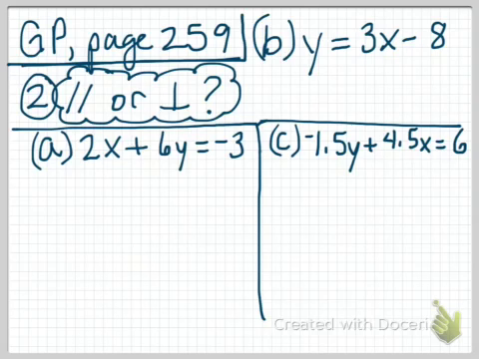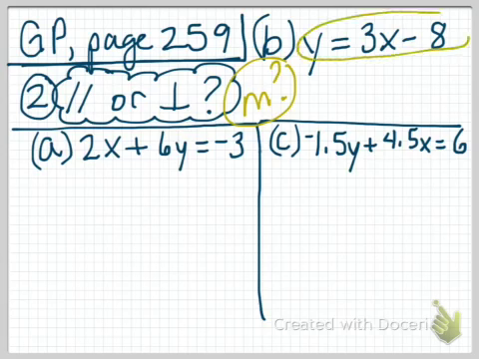Let's look at the guided practice example number 2 on page 259. We have 3 lines here, and we're asked to determine whether any are parallel or perpendicular. To decide if they're parallel or perpendicular, we need to know what the slope is for each. So that's what we're going to go through and do. Well, at a glance, it looks like B over here is our best friend when it comes to figuring out slope, because it's already in slope-intercept form. So we know that the number in front of x is our slope, which means the slope of this line is 3.